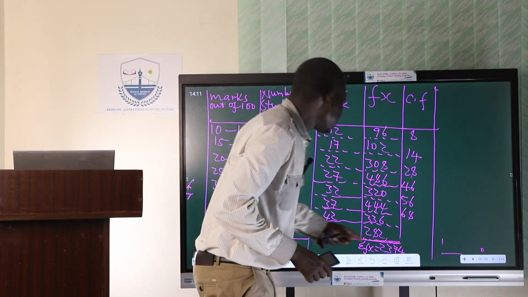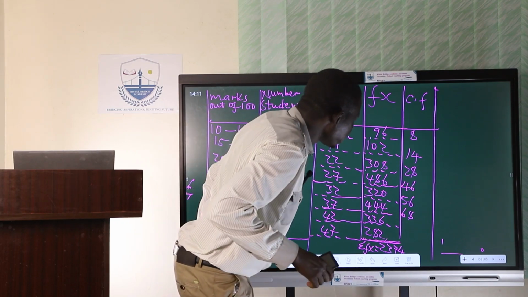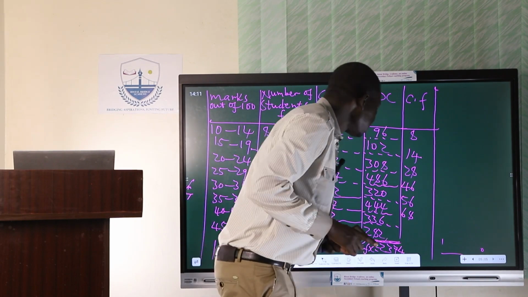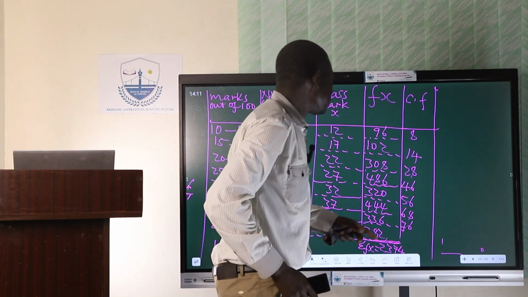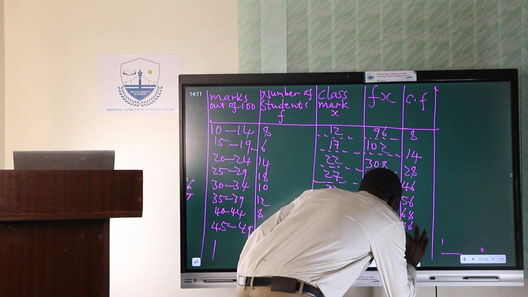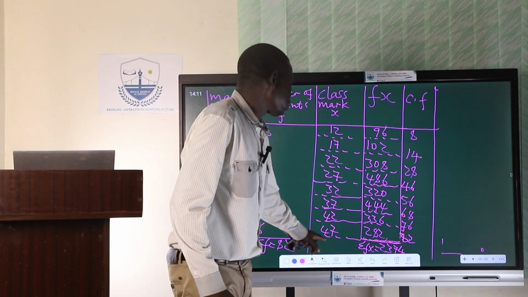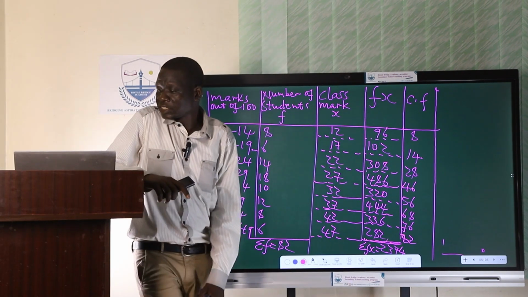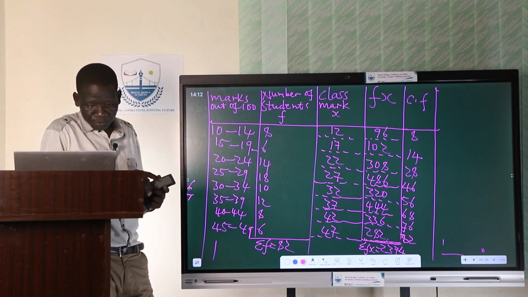68. Then this is 68 plus the next frequency value, which is also 8. So 68 plus 8, we find that we get 76. Then 76 plus 6, we find that we get 82. So this final value, which is 82, must correspond with the total frequency. This answers that part of adding the cumulative frequency column.